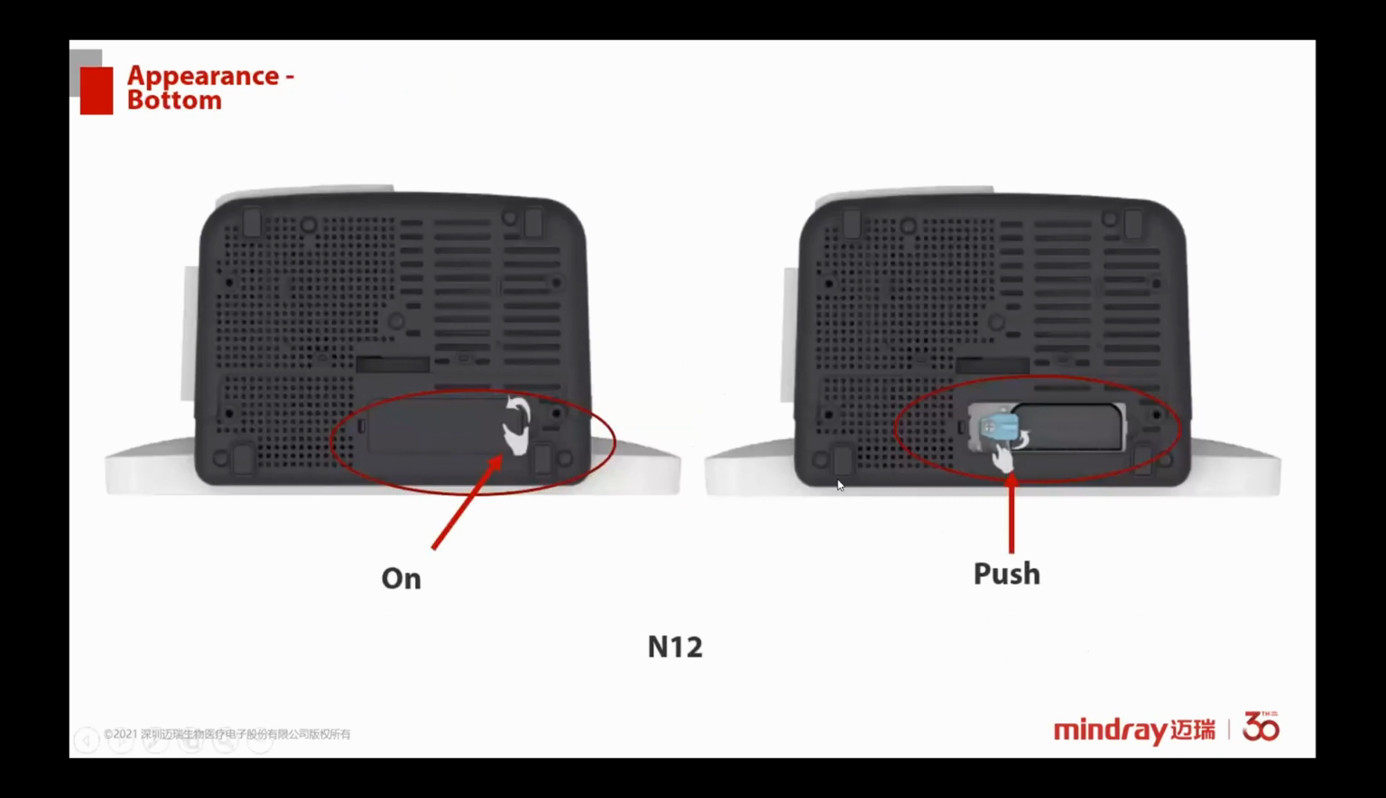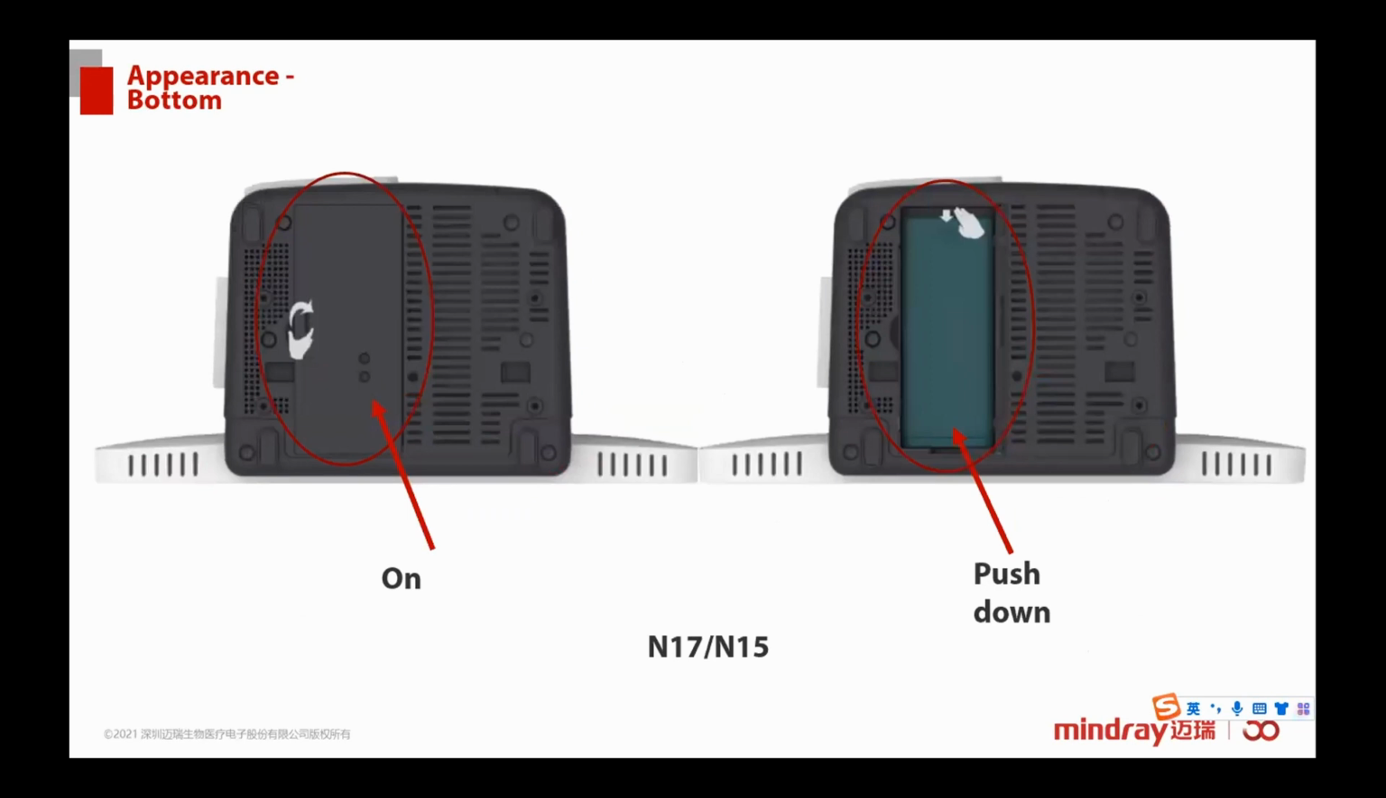Okay, the bottom view of our patient monitor is where we install the batteries. From here, you can see that we can install or remove the battery without any tools. It is more convenient for us. A little bit different is that the N12 and N50, compared with the N70, have a different position for the battery. A single battery can be used for at least more than 2 hours.